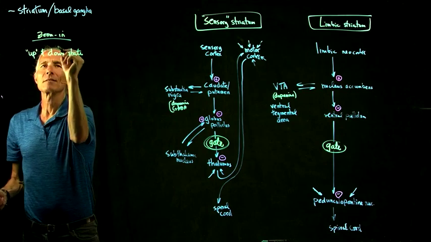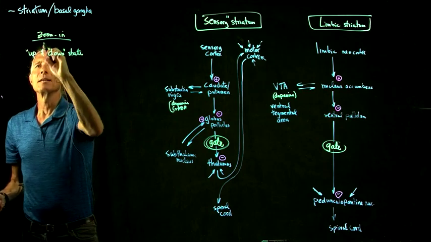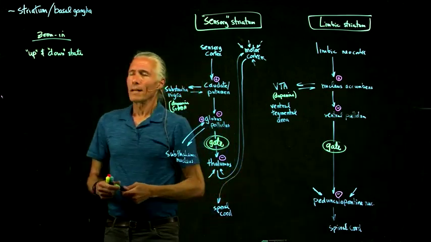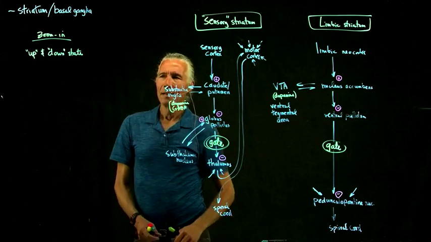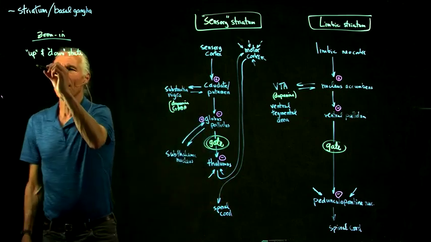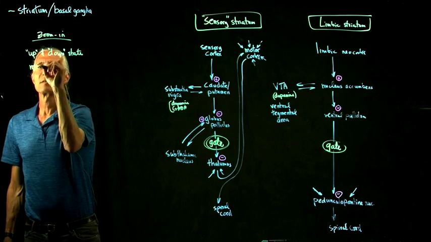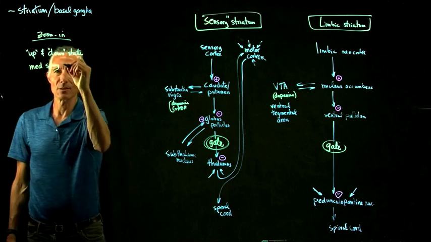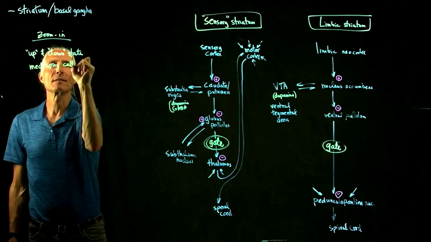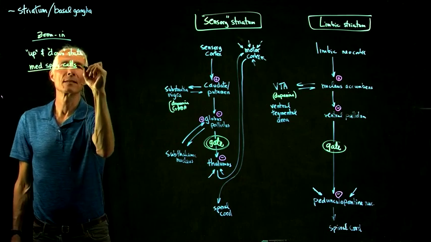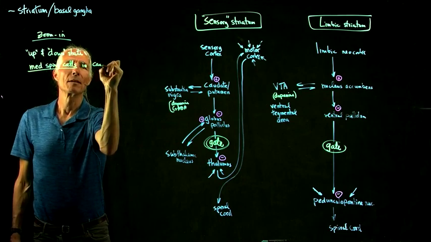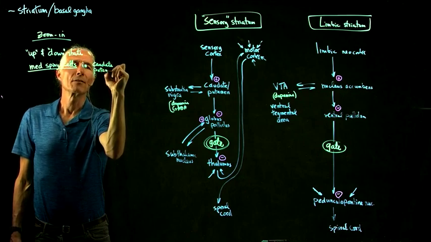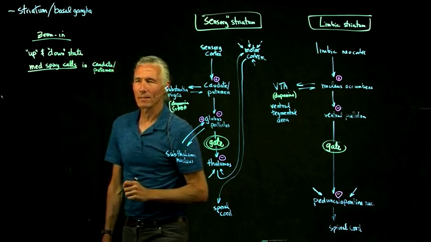It turns out this occurs sometimes in the cortex too, but was first recognized very clearly in the basal ganglia. And this is in the main projection cells of the basal ganglia, which are called medium spiny cells. They have spines on them just like pyramidal cells do, but the difference is they're inhibitory. So, medium spiny cells in caudate and putamen. These are the ones that go bad when you get Parkinson's.